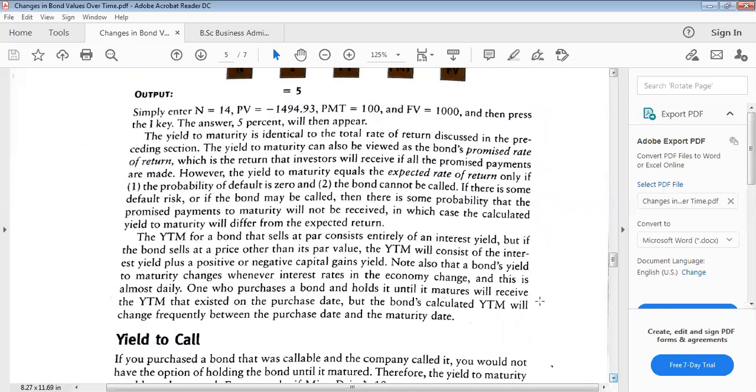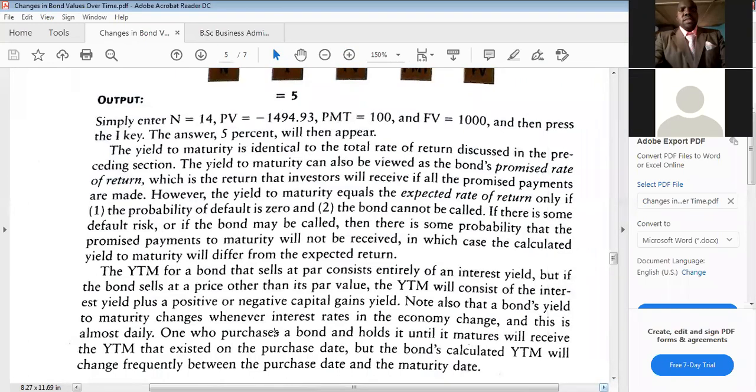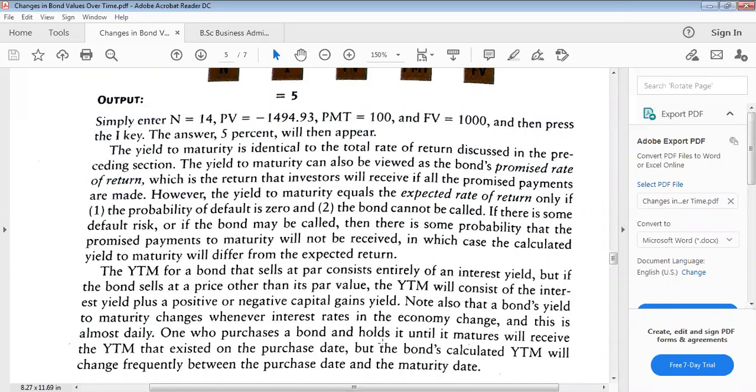Note also that a bond's yield to maturity changes whenever interest rates in the economy change, and this is almost daily. One who purchases a bond and holds it until it matures will receive the yield to maturity that existed on the purchase date. But the bond's calculated yield to maturity will change frequently between the purchase date and the maturity date.